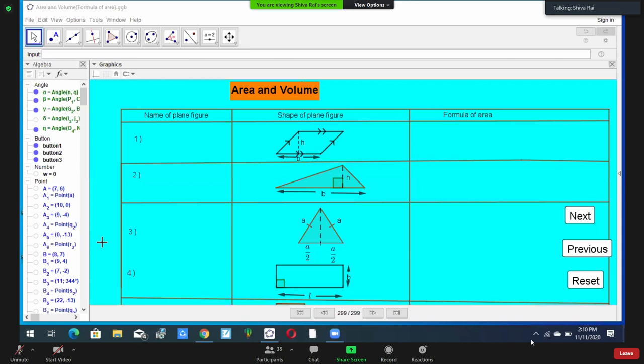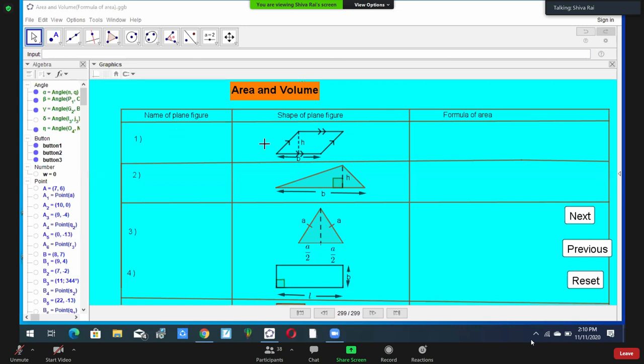Yes, sir. So look at the table. In the first column, name of plane figure, and here shape of plane figure is there. I am showing by the cursor. In this place, name of plane figure. What's the name of this plane figure? Can you see? Parallelogram. Yeah, parallelogram.